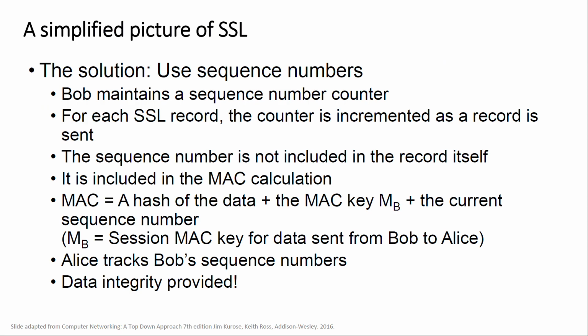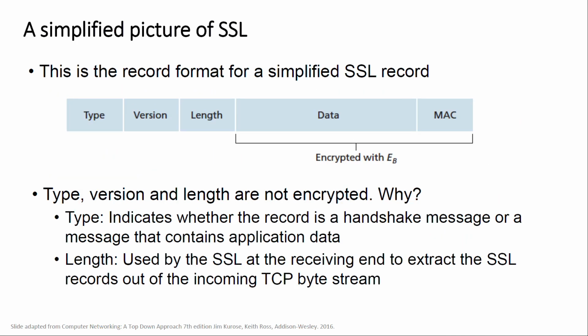Bob maintains a sequence number counter. For each SSL record, the counter is incremented as the record is sent. The sequence number is not included in the record itself. It is included in the MAC calculation. So MAC is actually a hash of the data plus the message MAC key plus the current sequence number. Alice tracks Bob's sequence numbers. This way the integrity is provided.